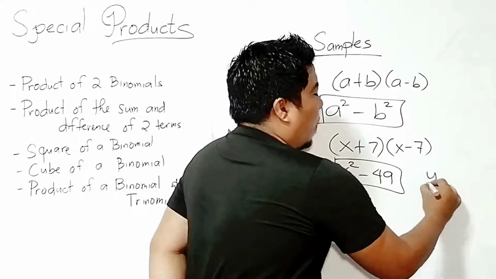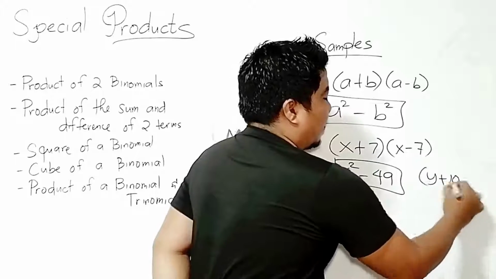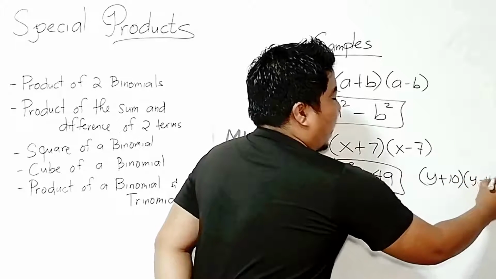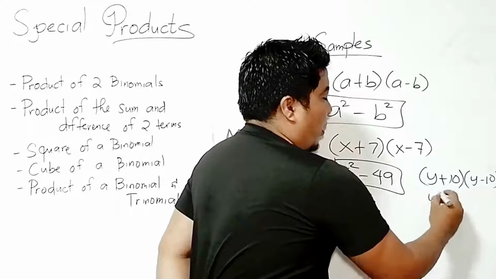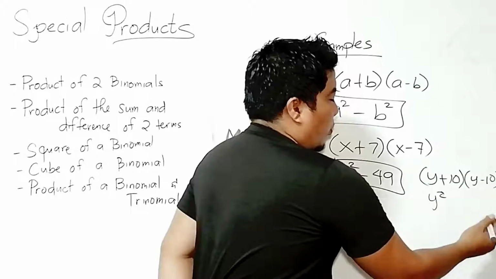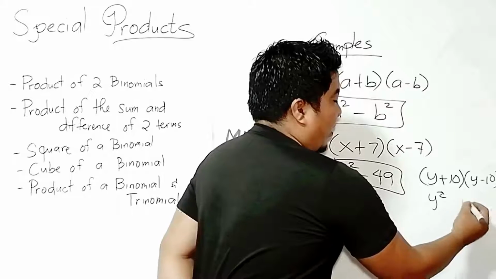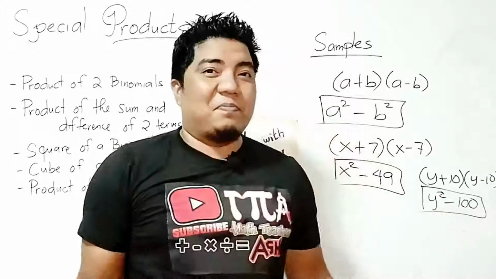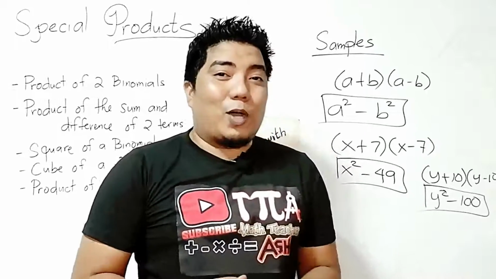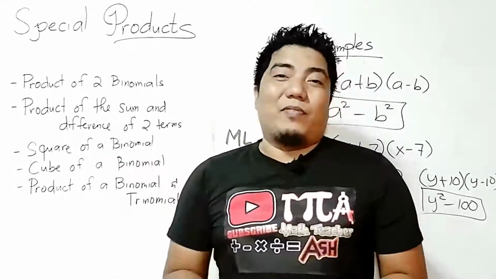How about this one? Let's say y plus 10, and then y minus 10. Okay. So what we need to do here is you just square the y, and then you square the second term, 10, that is 100, and then you put a minus, and that's it. Easy, right? Now, let us go to our third scenario, the square of a binomial.